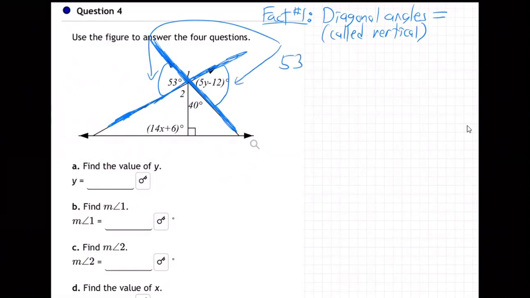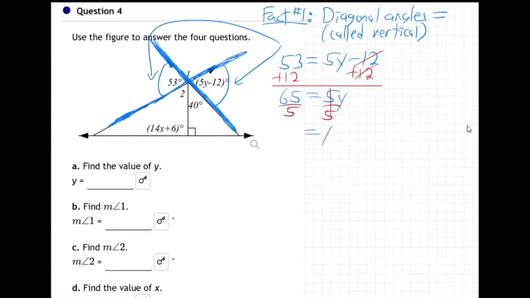So 53 has to equal 5y minus 12 because they're diagonal. The diagonal opening is the same for those 2 lines. So I can solve for y. Let's add 12 to both sides. So we get, what's that, 65, and then divide by 5. And I'm getting what, 13? So y is 13. So we got y.